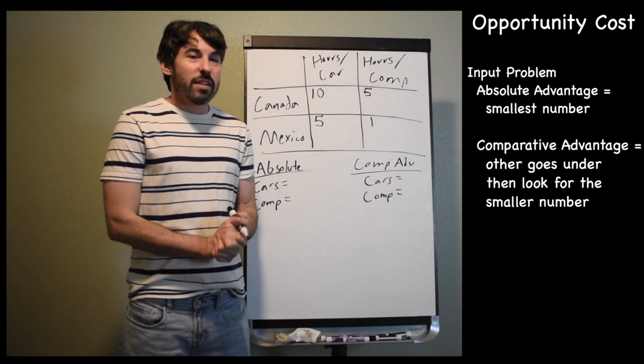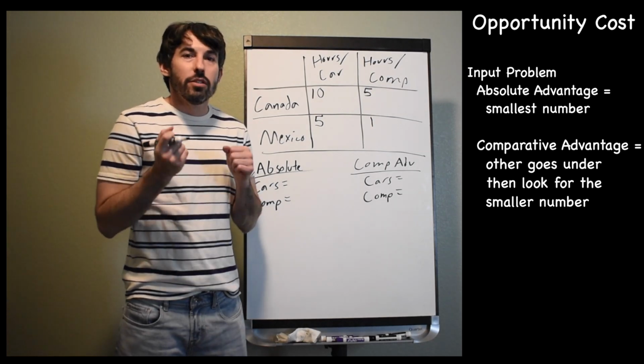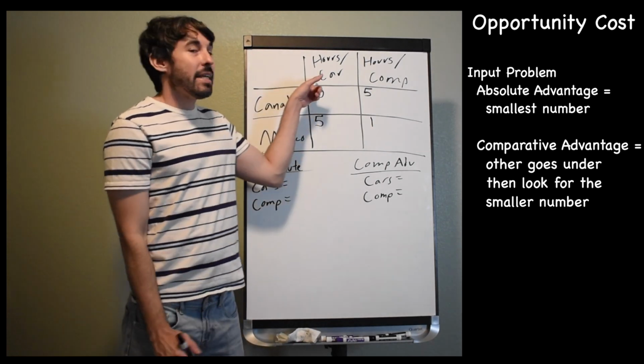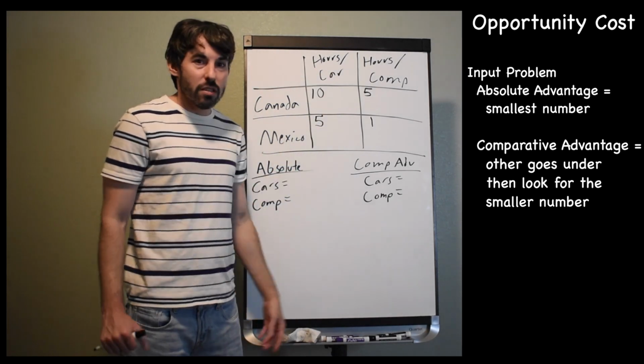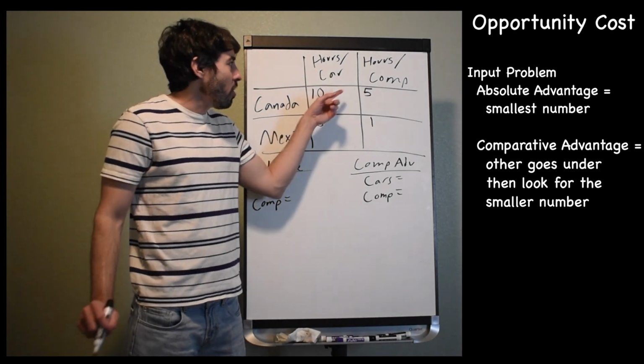Now, you also will sometimes run into what we call an input problem. And you can tell it's an input problem because it will tell you how many inputs it takes to produce each unit of goods, or each, in this case, car or computer.